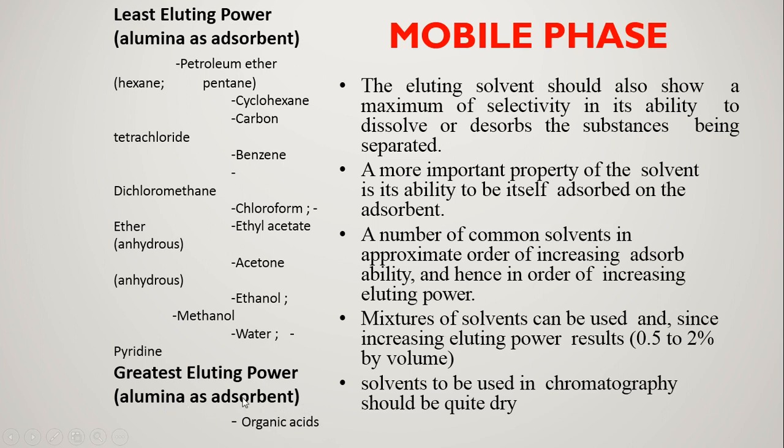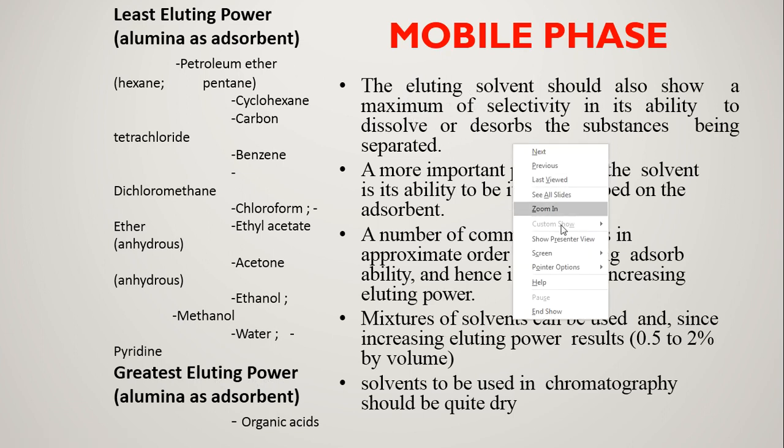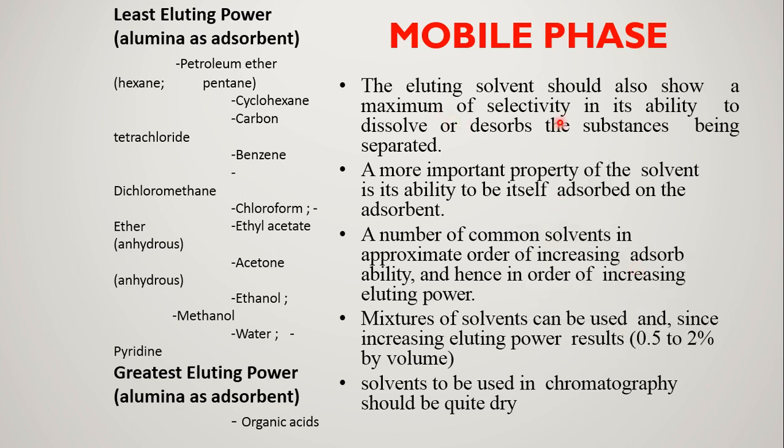Alumina is also polar in organic acids like carboxylic acids, sulfonic acids, these types of organic molecules which are polar in nature. These show better separation and great eluting power of these sample components. So the eluting solvent should also show maximum selectivity in its ability to dissolve or desorb the substance being separated.